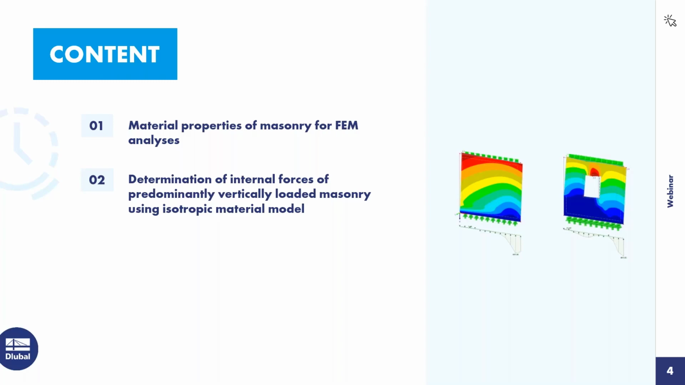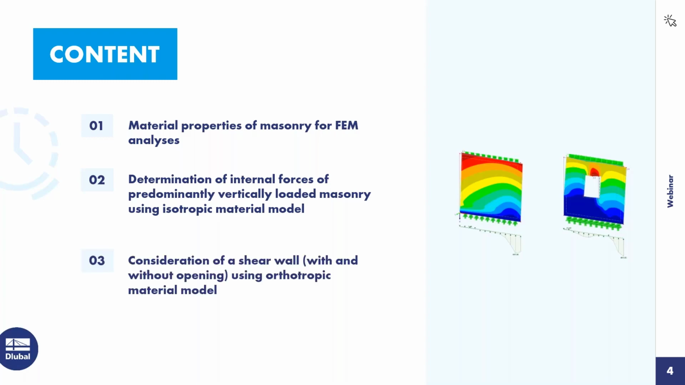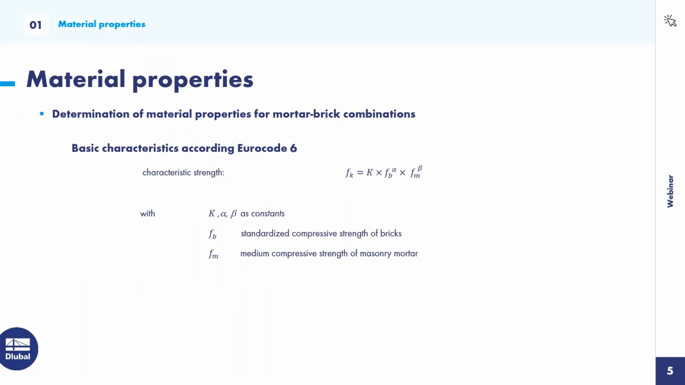And the third part is to take a look at an existing shear wall, where afterwards some intersections should be created, and we want to see if it can be done or not. So I will start with the first part, the material properties.